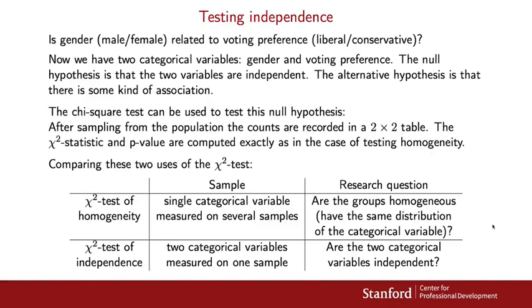Also, the research questions are different. The chi-square test of homogeneity tests whether the different groups are homogeneous, which means that they have the same distribution of the categorical variable. In contrast, the chi-square test of independence checks whether the two categorical variables are independent.